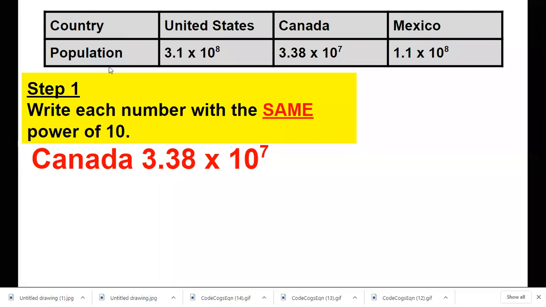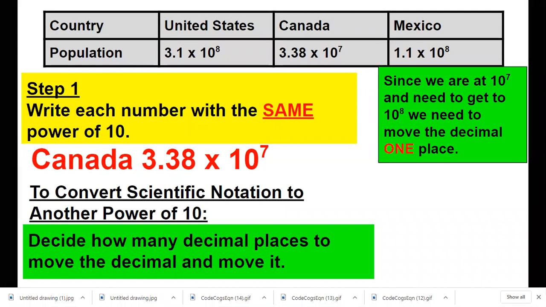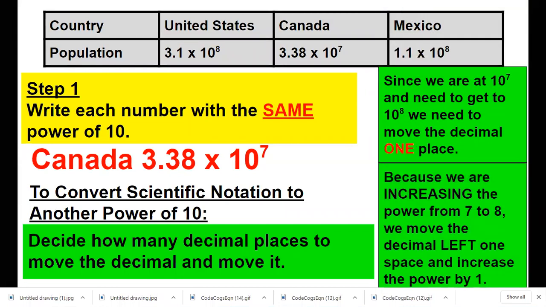So let's see that in action. Decide how many decimal places to move the decimal. We decided it was 1. We need to move it 1 place. Because we are increasing the power from 7 to 8, we need to move the decimal left 1 space. Left. Think about, you increase the power, you move the decimal to the left. Okay. There we are, moving it. And now the new number becomes 0.338 times 10 to the 8th power. Now that they are both in the same power of 10, we can subtract them.